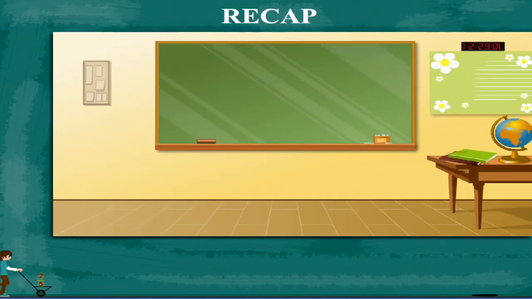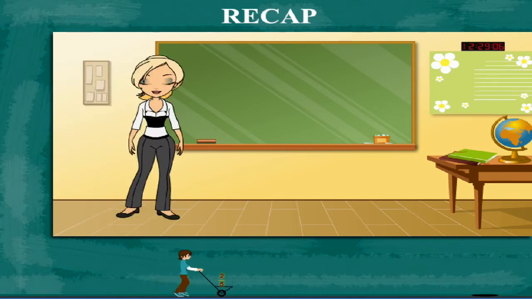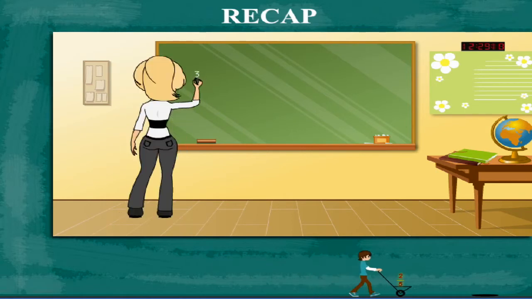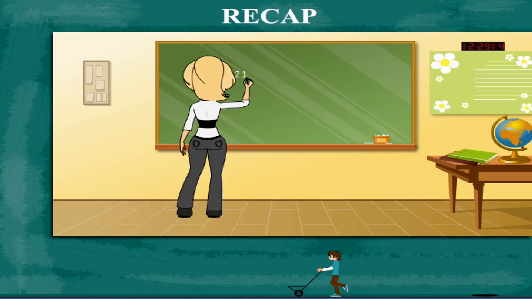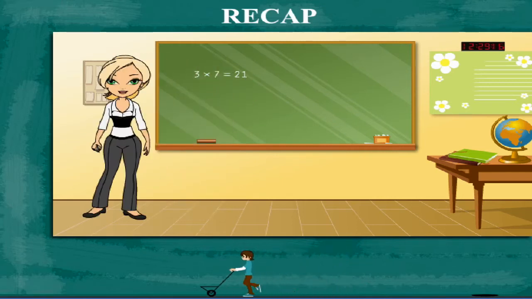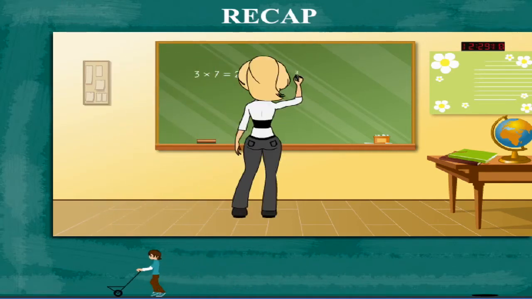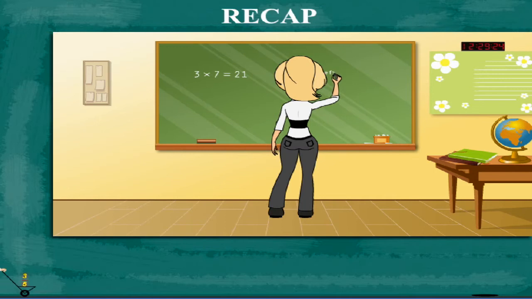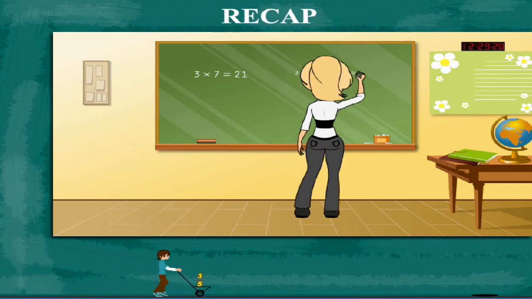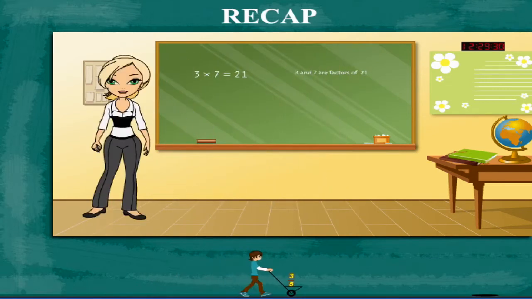Recap. Teacher Rosie is in the class for a recapitulation session. She writes 3 into 7 is equal to 21. She explains that 3 and 7 are factors of 21. The product of these factors is 21.